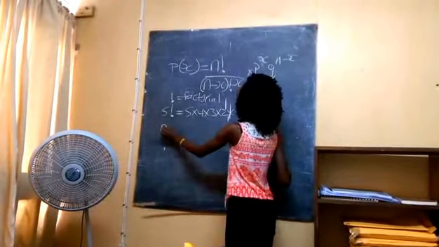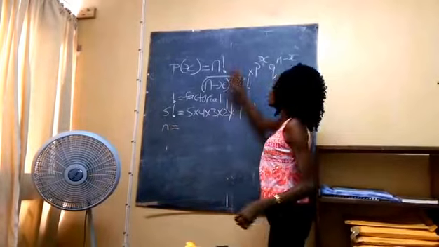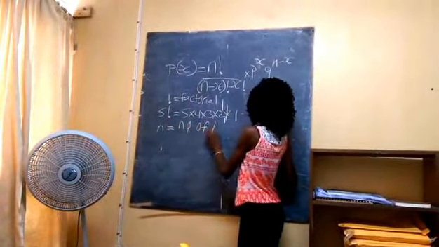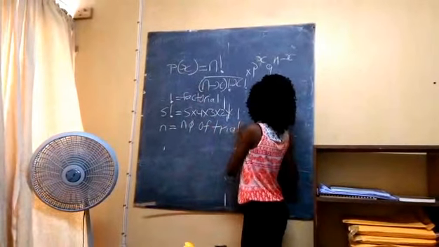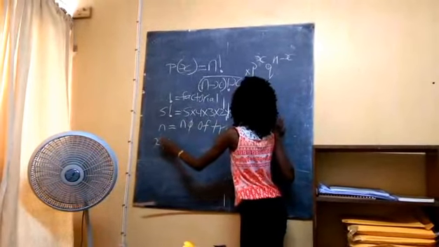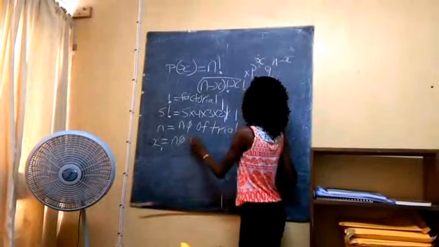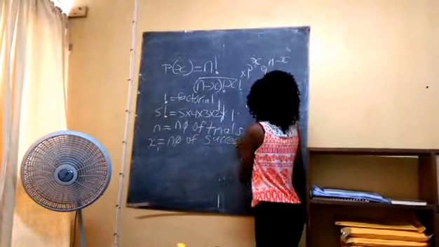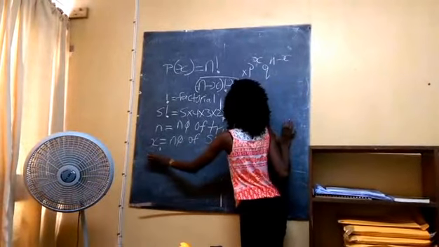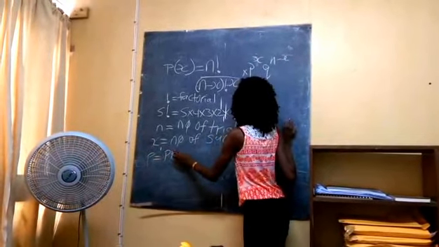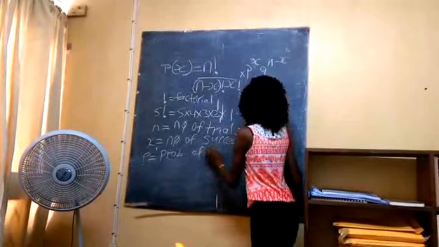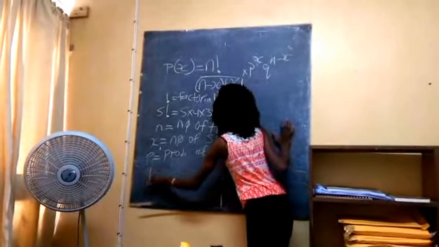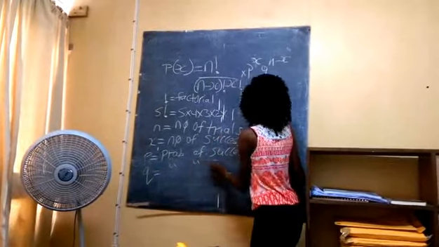Now, what do the other terms in this formula mean? The n refers to the number of trials. X refers to the number of successes that you're looking for. And P is the probability of success. Q, probability of failure.